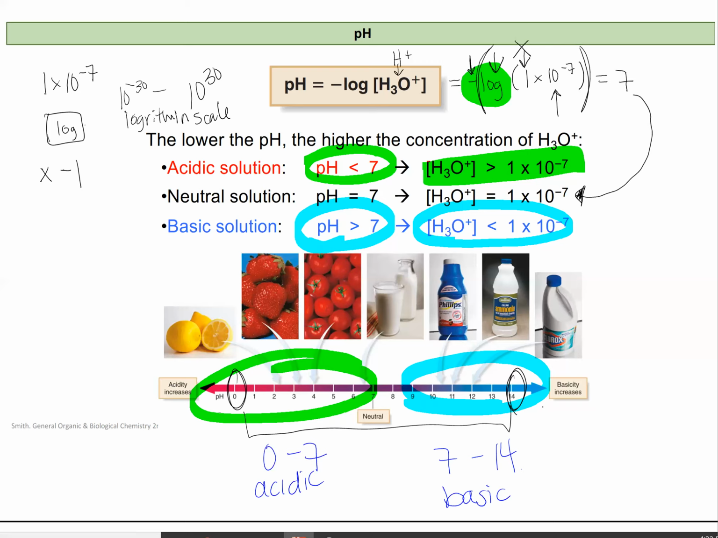But make sure you practice with your calculator using the log button, and I'm happy to help you figure it out if it's a little bit tricky. Each calculator is a little bit different.